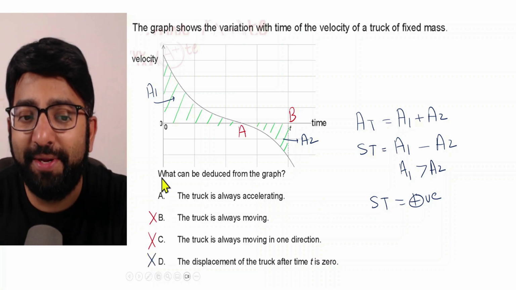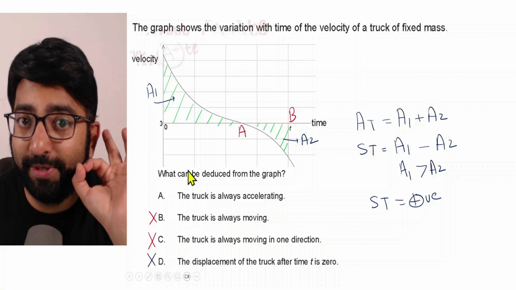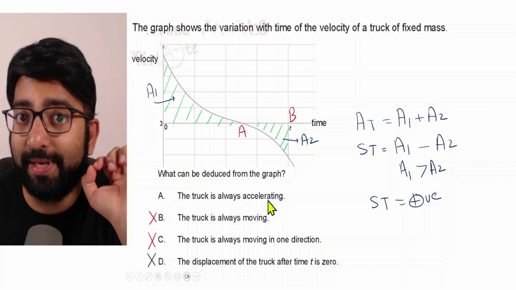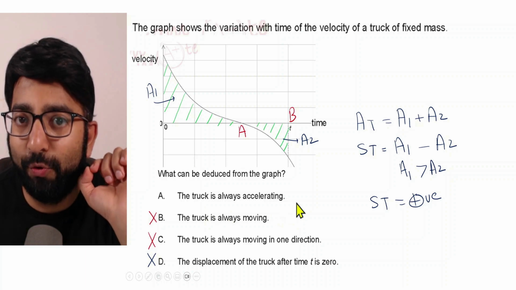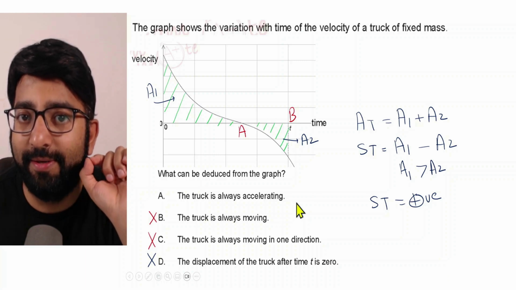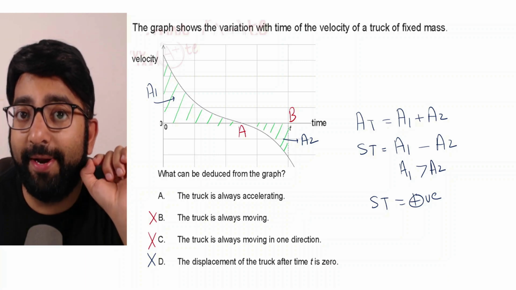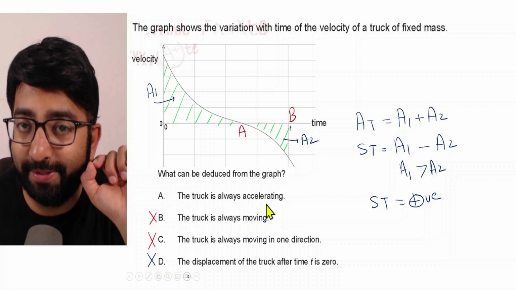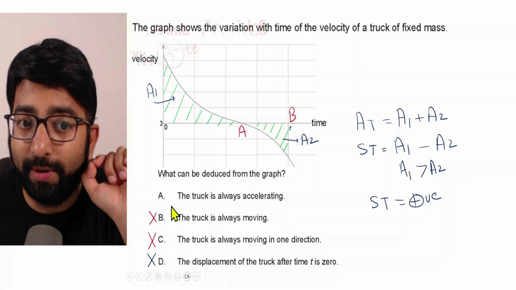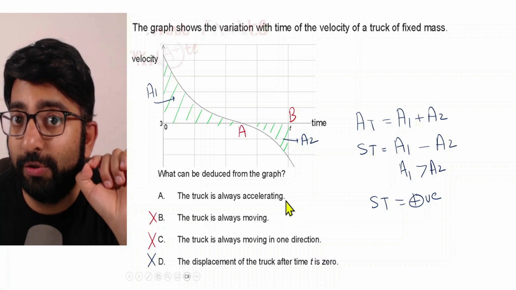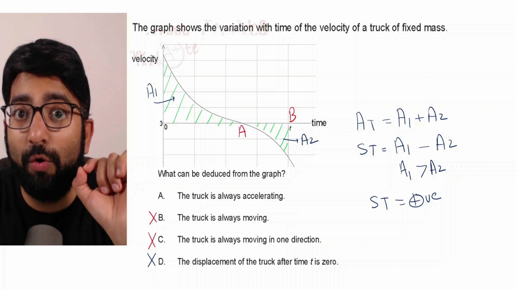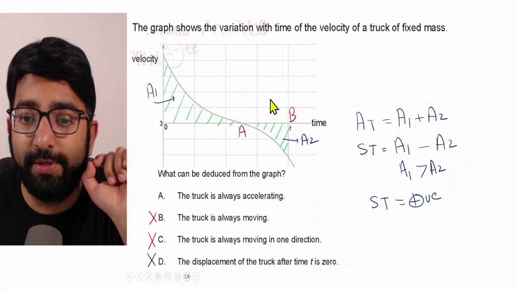Which means, of course, option A would be the right answer. But just for the sake of it, let us check. Option A states the truck is always accelerating. For this statement to be true, all we need to check is that there should not be any point where acceleration is 0, since we are supposed to prove the truck is always accelerating. Let me repeat, in order for statement A to be correct, there should not exist any point where the acceleration is zero.